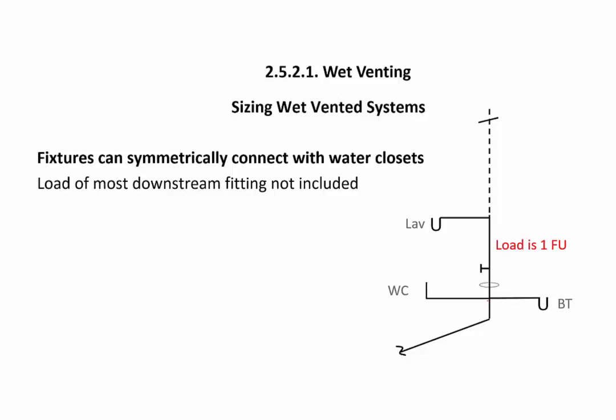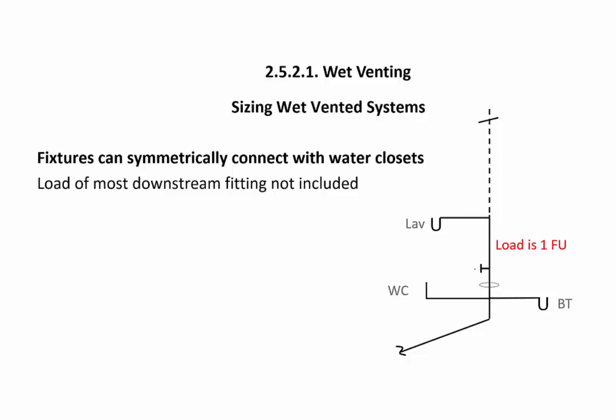Other fixtures can symmetrically connect with the water closets as well. If the fixtures, like this bathtub, connect symmetrically with the water closet, the load of those connected fixtures is not included when sizing the wet vent.